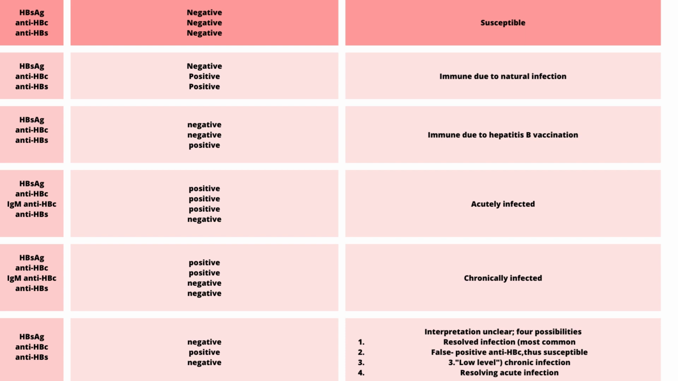And in the last point, when only antibody to core antigen is present, its interpretation can be that the patient can be in the resolved infection phase, the test can be false positive, or there can be low level of chronic infection or resolving acute infection. So this was all about the lab diagnosis of hepatitis B virus.